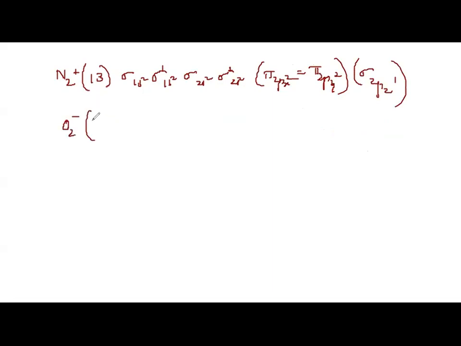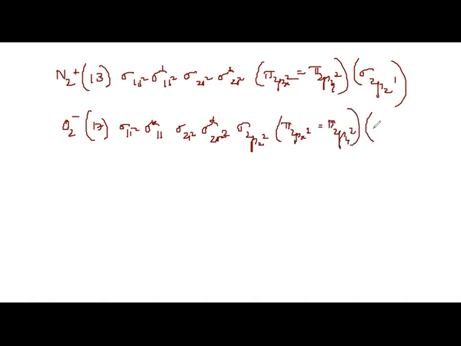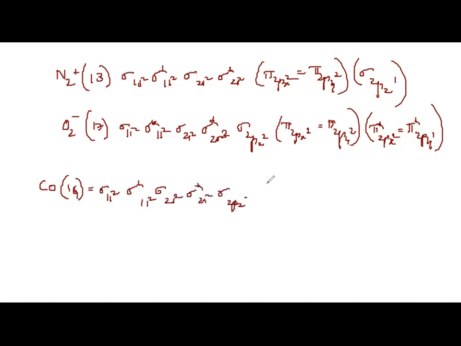O2 minus: 16 plus 1, 17 electrons. Sigma 1s2, sigma star 1s2, sigma 2s2, sigma star 2s2, then sigma 2pz2, pi 2px2 equal to pi 2py2, then pi star 2px equal to pi star 2py. Let us see 17: 2, 4, 6, 8, 10, 12, 14, 15, 16, 17. So 2 and 1. Okay, O2 minus. CO: carbon 6, oxygen 8, so 14 electrons. Sigma 1s2, sigma star 1s2, sigma 2s2, sigma star 2s2, sigma 2pz2, pi 2px2 equal to pi 2py2. 14: 2, 4, 6, 8, 10, 12, 14, yes.